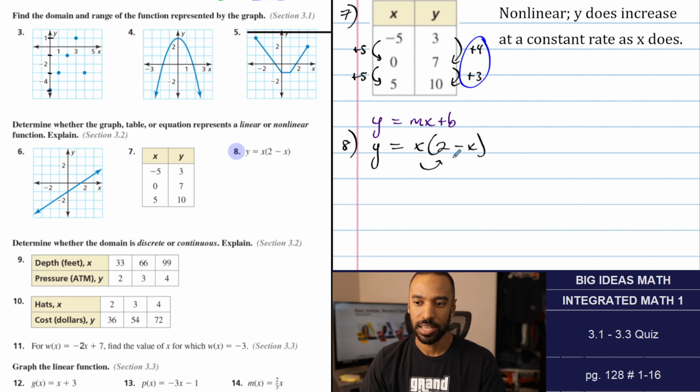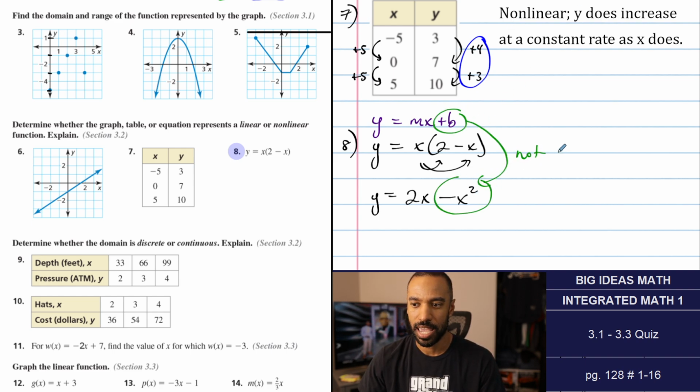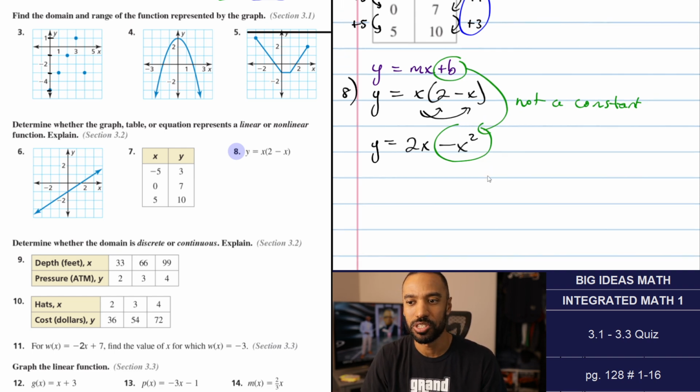If I distribute x into both of these terms here in the quantity, x times 2 is 2x. Okay, y equals mx plus b, x times -x, x minus x. No, it's x times -x. That's actually -x squared. -x squared, that's not the same thing as a b. B needs to be a constant value here, and this is not. So this is not y equals mx plus b form. I can't get it into y equals mx plus b form. This is not a linear function.